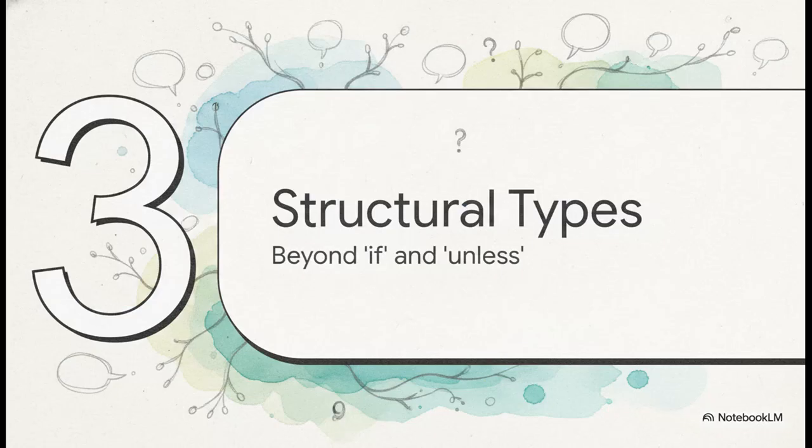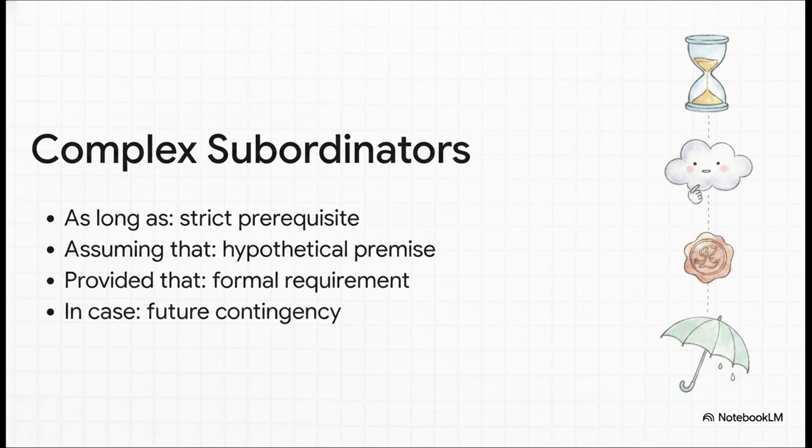Section 3. Subordinates and structural types. Beyond if and unless. While if and unless are absolute go-to tools, English actually employs a vast array of complex subordinators to add distinct semantic nuance. When we drop in as long as or so long as, we're really emphasizing a strict prerequisite or duration. Assuming that or supposing that deliberately sets the stage for a hypothetical premise, almost like we're inviting a debate.